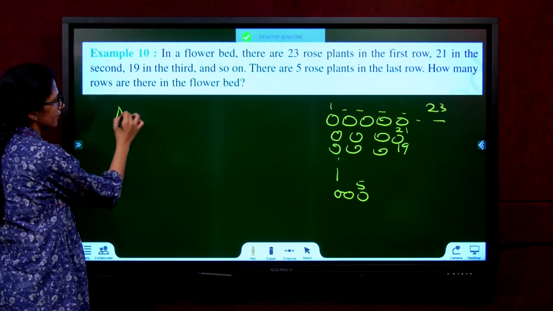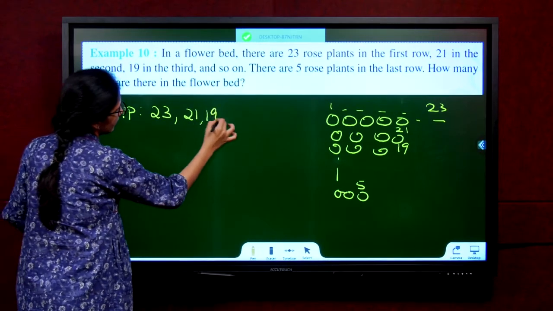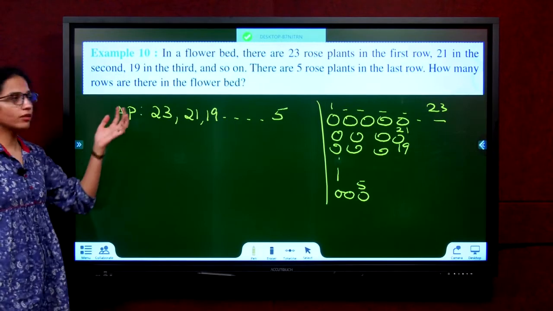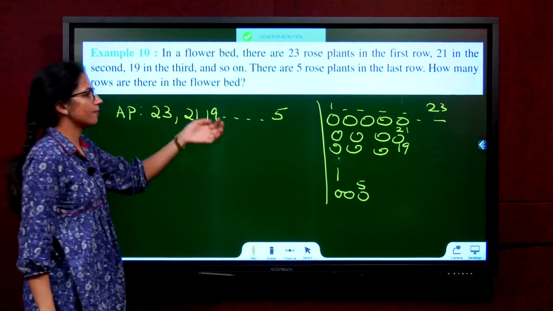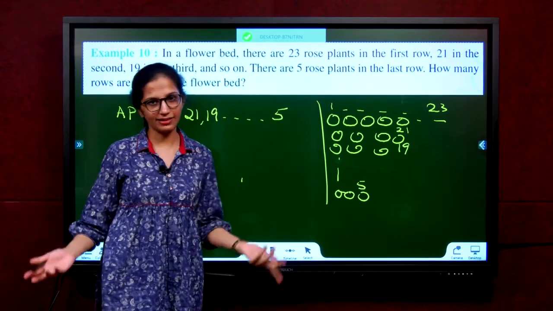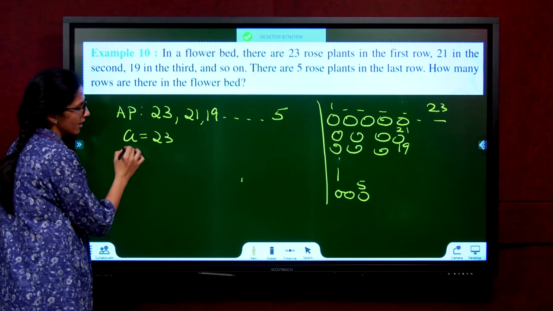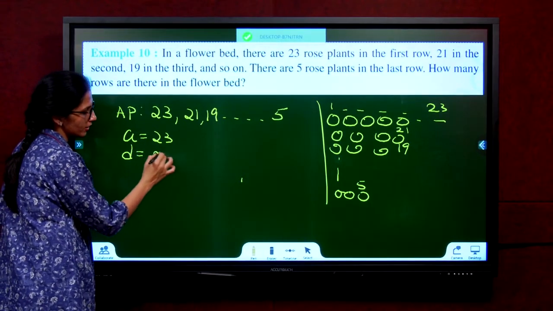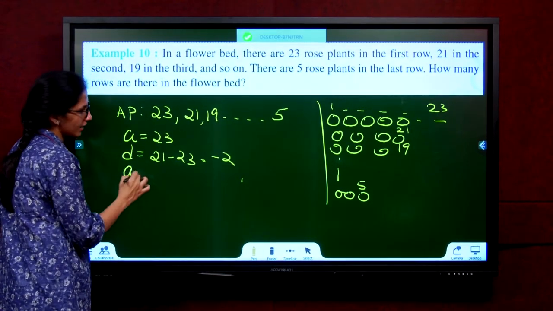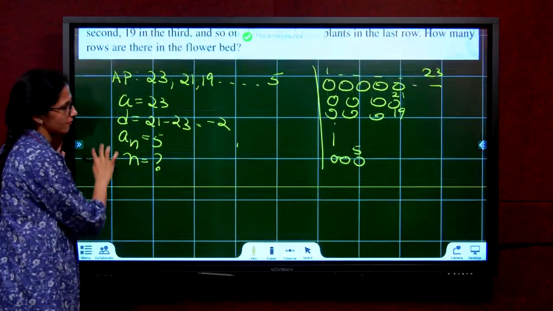So what is the AP? You are starting with 23, 21, 19 and it goes up to 5. How many rows are there in the flower bed? A1, A2, A3, AN. They are asking for N. So simple. A given is 23. D is 21 minus 23, minus 2. AN given is 5. They are asking for the value of N.